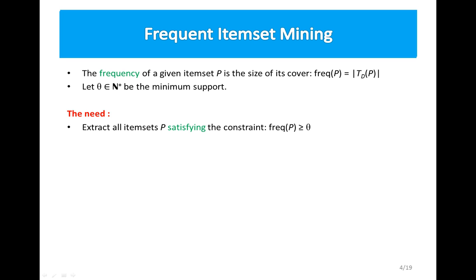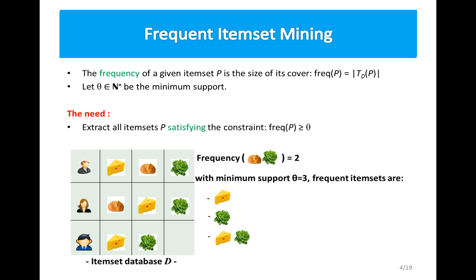Now, frequent item set mining. The frequency of an item set is the size of its cover. It means the number of transactions where the item set appears. So given a minimum support threshold, the aim of frequent item set mining is to extract all item sets such that their frequency is greater than or equal to the minimum support threshold. For example, the frequency of the item set composed of salad is equal to 4, and with the minimum support threshold equal to 3, we have the three following frequent item sets.